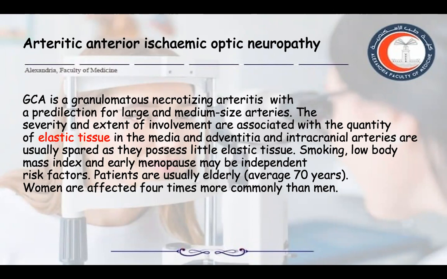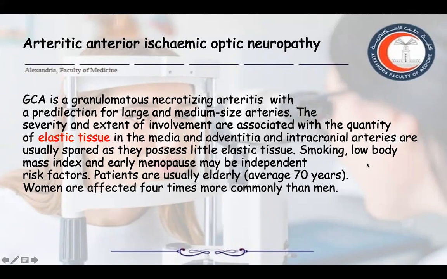Before discussing this type of optic neuropathy, we need to discuss a very important sight-threatening condition, which is called GCA, giant cell arteritis. It's a granulomatous necrotizing arteritis with a predilection for the large and medium-sized arteries. It usually attacks the elastic tissue in the media of blood vessels, like the superficial temporal artery, ophthalmic artery, and aortic branches. But usually the intracranial vessels are spared because of their low content of elastic tissue.